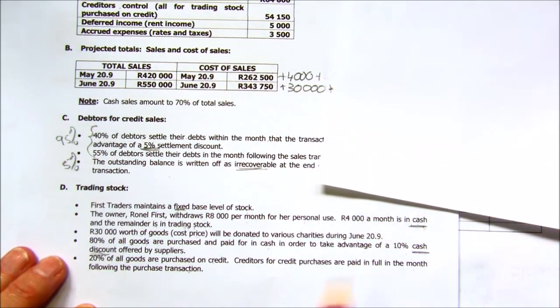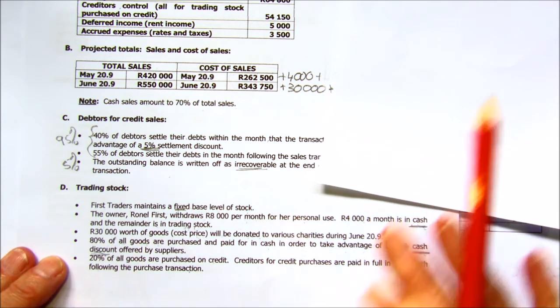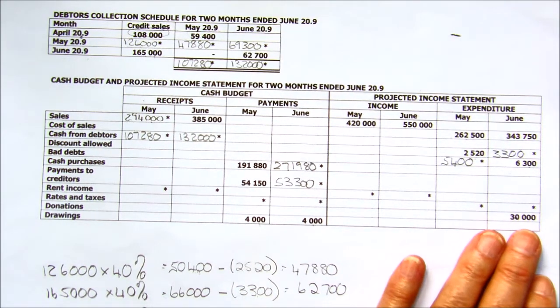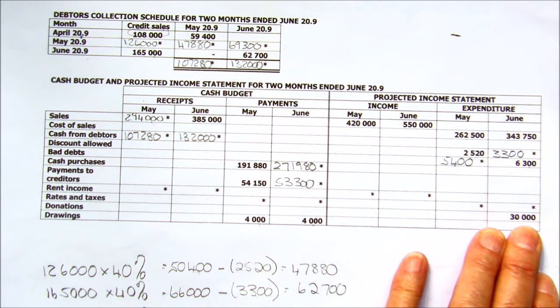And then 30,000 rands worth of goods are going to be donated. Now again, there's no change to your bank balance here with this, so it doesn't go into your bank account. But that 30,000 is an expense. So it would be a donation, an expense in your income and expenditure.